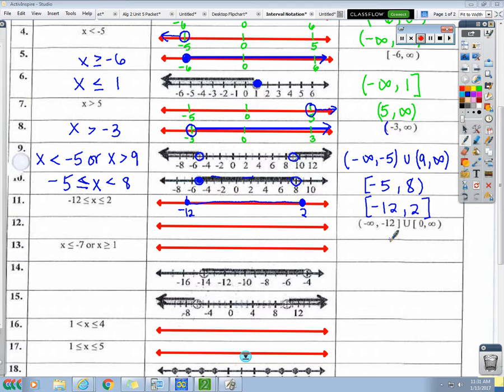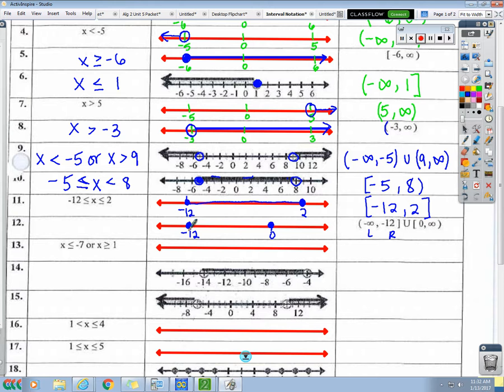Number 12, they give us the interval notation, and we see right away there's two different things going on. So maybe first put it on the number line. Put your -12 there. It's a bracket, which means it's a closed circle. And your 0, and it also has a bracket, so it's a closed circle. It says that the solutions go from -infinity to -12. And remember, in interval notation, that's left to right.